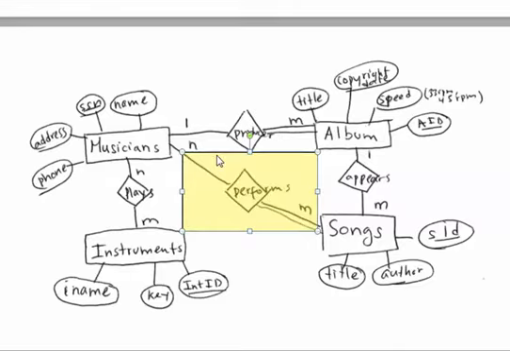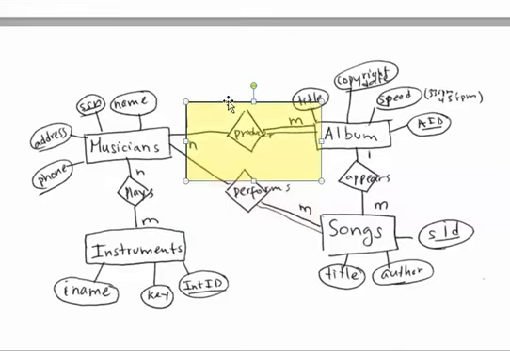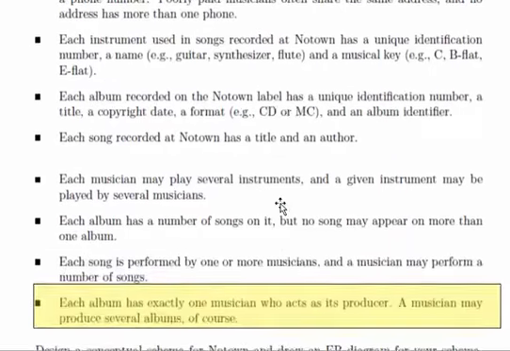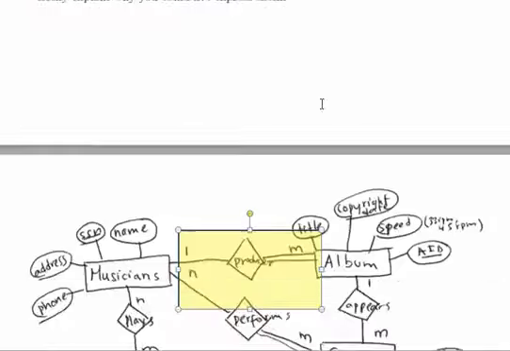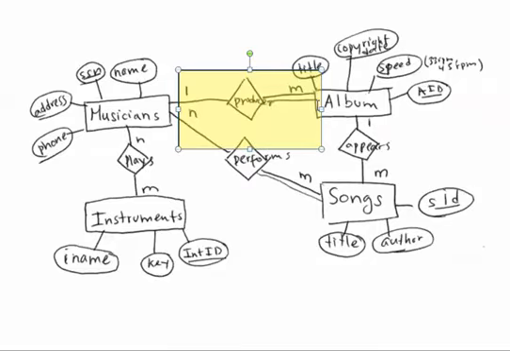And look at also how this is indicated with the one-to-many. We don't see it there. Okay, so now this ER diagram captures all the information that I described here, but the second line on the first bullet. Remember the second sentence that says poorly paid musicians often share the same address and no address may have more than one phone. That is not in my ER. Okay, so this answer is okay without taking that into account.